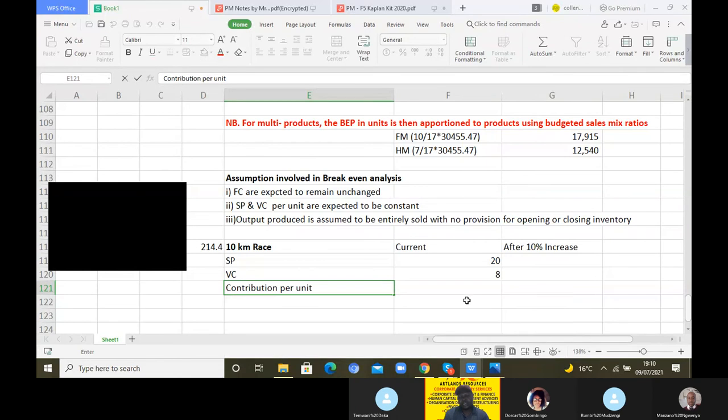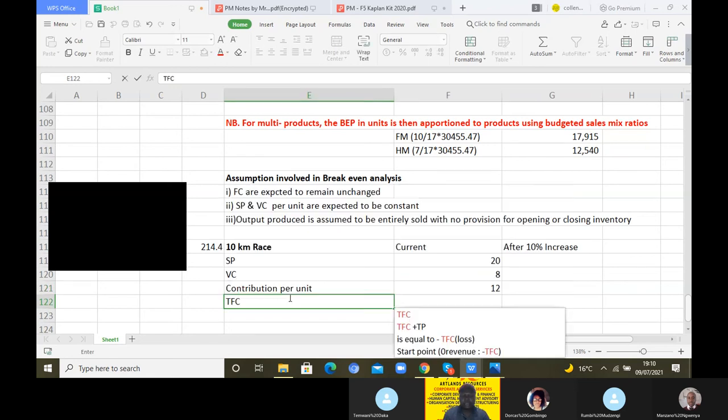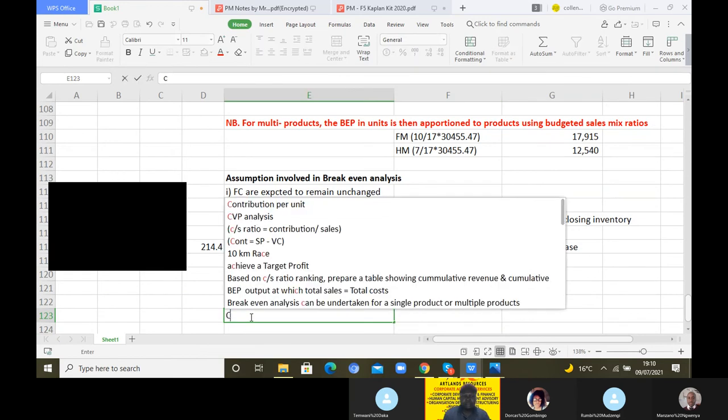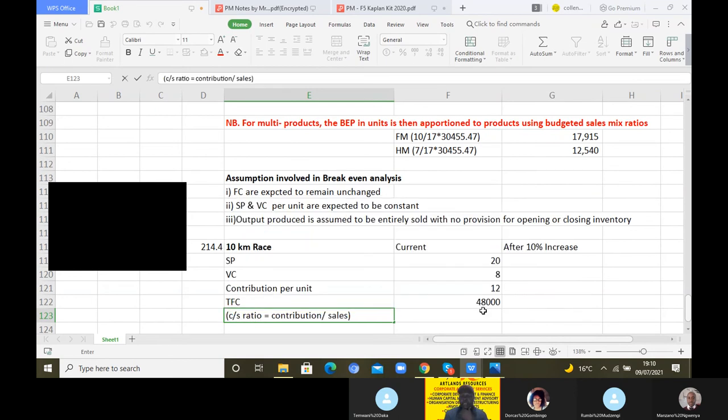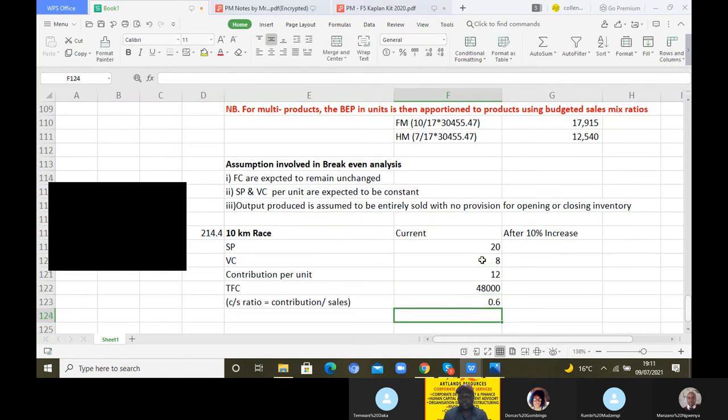Contribution per unit, I have it as equals this minus this. And then total fixed costs, TFC, I'm told it's 48,000. This is the information I have per competitor. So I can now say contribution to sales ratio, which is contribution over sales. Here it's equals to contribution 12 divided by 20.